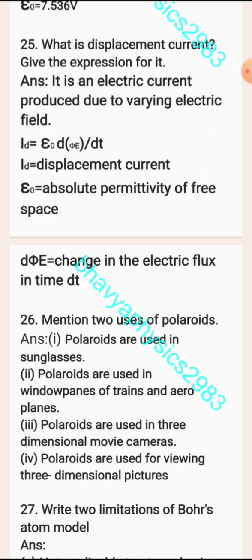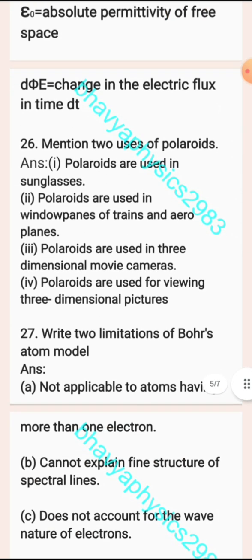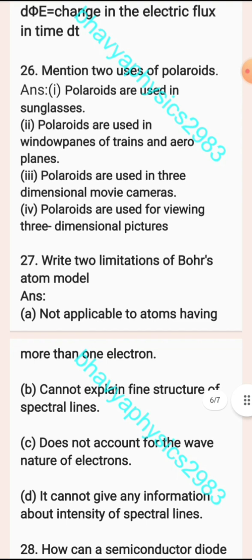Next question is, mention two uses of Polaroids. It's from the wave optics chapter. Polaroids are used in sunglasses. Polaroid sheets are used in window panes of trains and aeroplanes. Polaroids are used in three-dimensional movie cameras. Polaroids are used for viewing three-dimensional pictures.